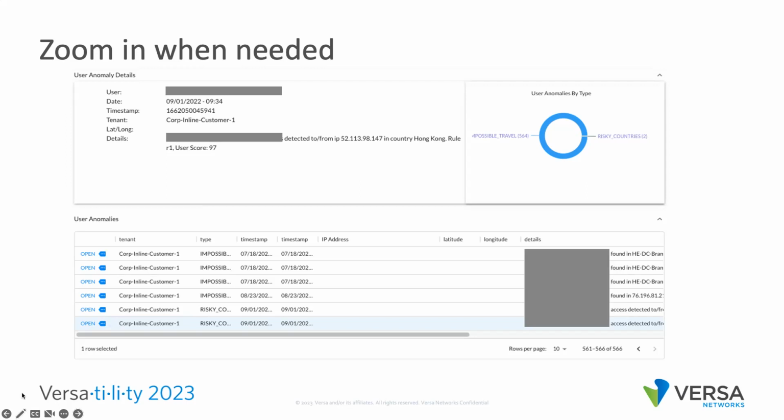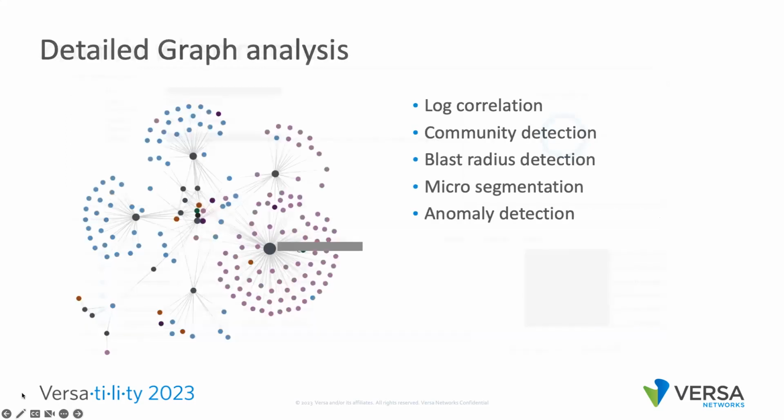Now, what we are also doing is we are directing all the logs that we are getting for a particular user into a graph database, and we are doing detailed graph analysis. So we can do log correlations, we can do community detection. So for example, if a particular user is maybe malicious, or it's detected that he is on a compromised system, who else could be affected just because he is affected? So we can do a blast radius detection, right?